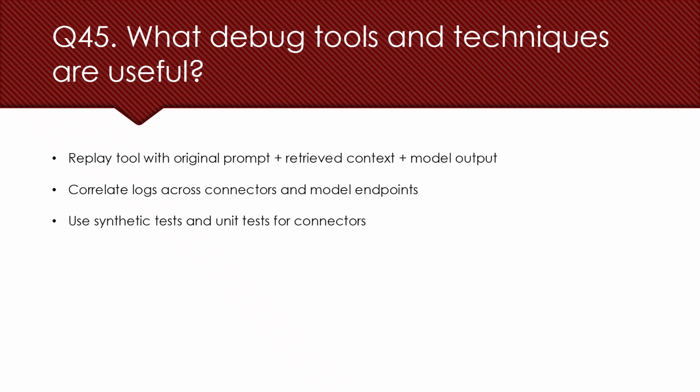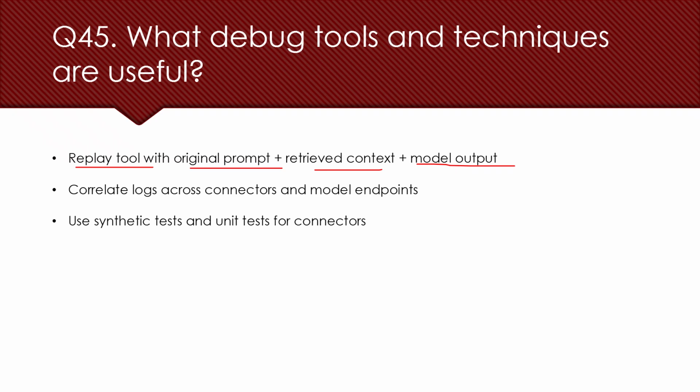Question number 45. What debug tools and techniques are useful? When debugging, we need reproducibility. If the bug is not reproduced, we cannot do anything. So we have to capture and replay the exact sequence. With a replay tool, we need the original prompt, whatever the user submitted as a request to the agent. We also have to retrieve the context it was working on, and check the output of our model.